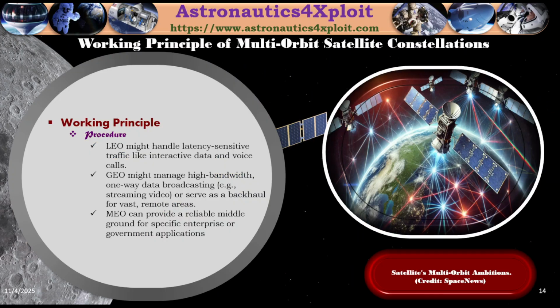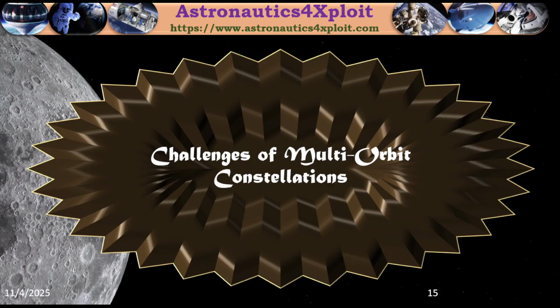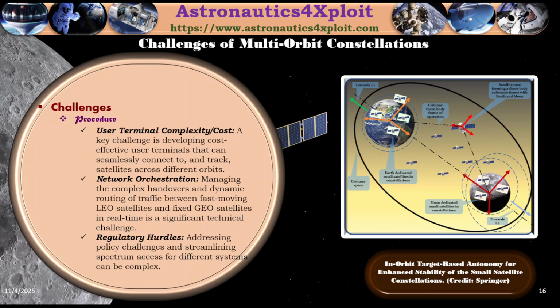LEO might handle latency-sensitive traffic like interactive data and voice calls. GEO might manage high bandwidth, one-way data broadcasting, such as streaming video, or serve as a backhaul for remote areas. And MEO can provide a reliable middle ground for specific enterprise or government applications. Satellite multi-orbit ambitions is shown in this picture. Challenges of multi-orbit constellation. User terminal complexity and cost.